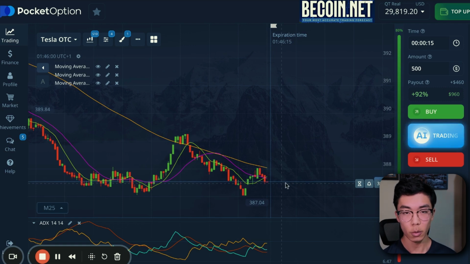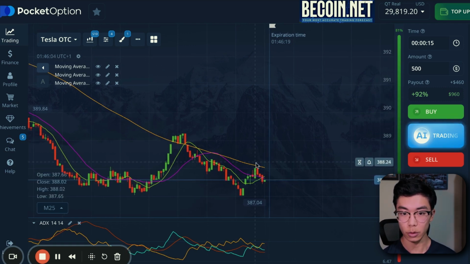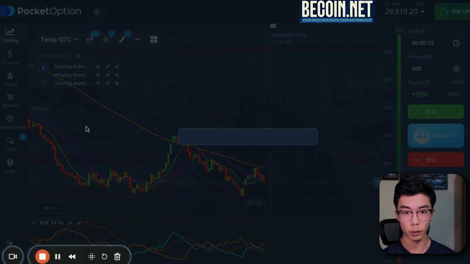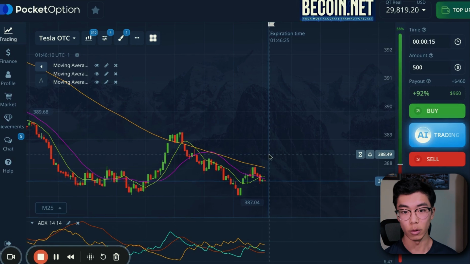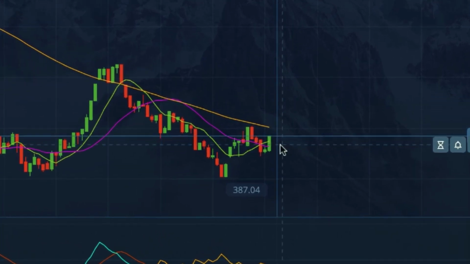Okay, so you want to consider the general moving average when you do these trades as well. The general moving average here, which is the 100 moving average, is saying that this will very, very likely go down. It won't go up that much.